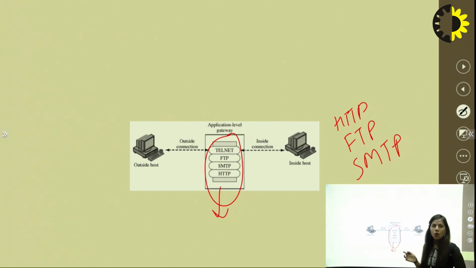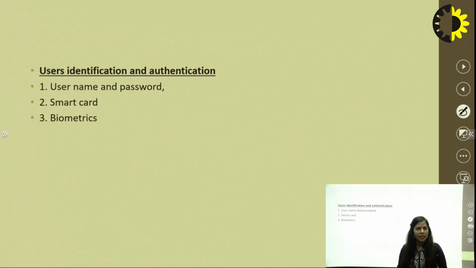So this is the overall firewall discussion, in which we have discussed packet filtering, and we have discussed the circuit filtering, and we have discussed the application level gateway filtering, which provides the overall security of the system. Next topic is IDS.